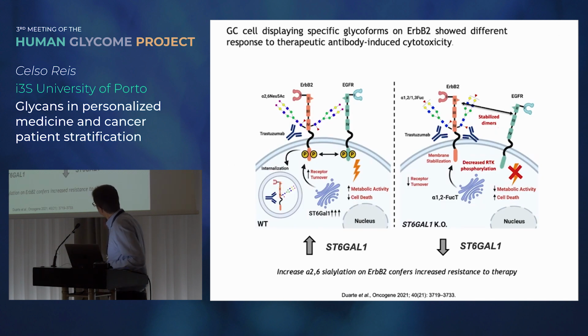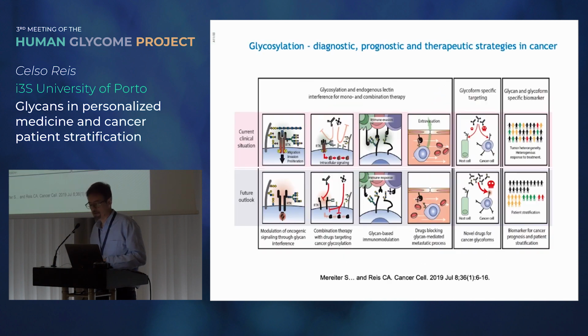So this highlights one mechanism in which glycans can modify the response of the cancer cell expressing ERBB2 to the therapeutic antibody. So the vision is that in the future, apart from what we are using nowadays in the clinics, the genomics, transcriptomics, and so on, for the subtyping of the tumors, we need to add this major component, which is glycans, to better stratify patients.